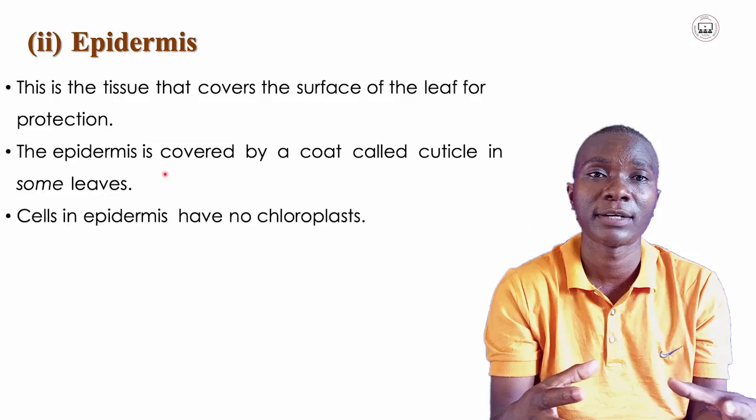So cells in epidermis have no chloroplast, meaning a chloroplast is a place where photosynthesis takes place. So that shows that in epidermis, photosynthesis does not take place due to absence of what? Chloroplasts.